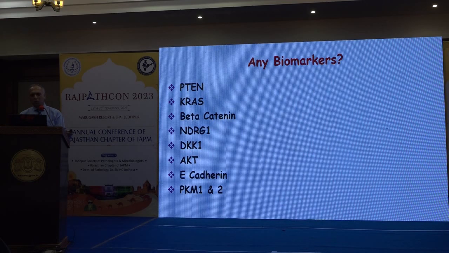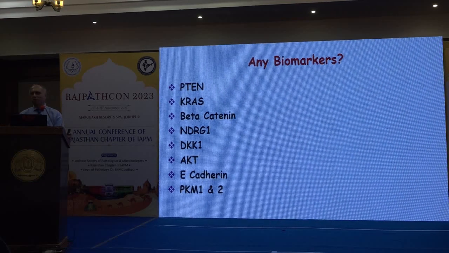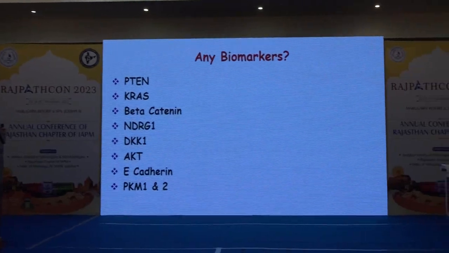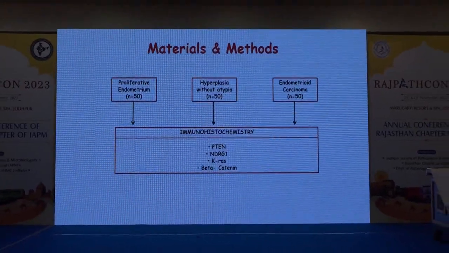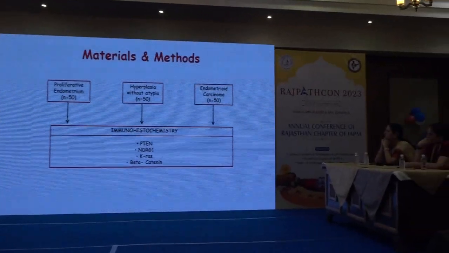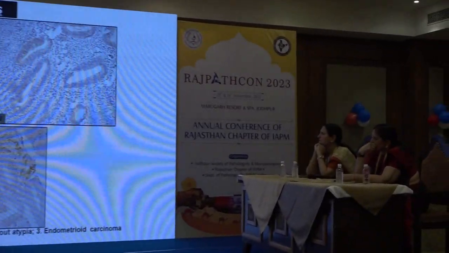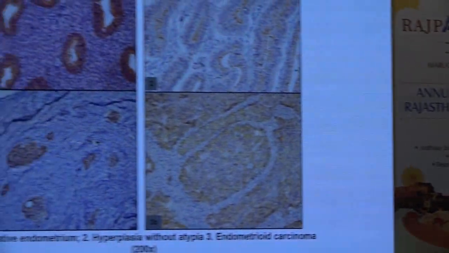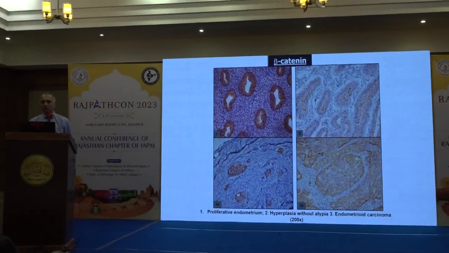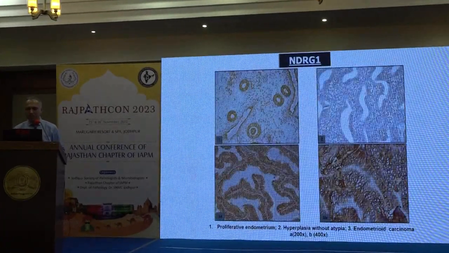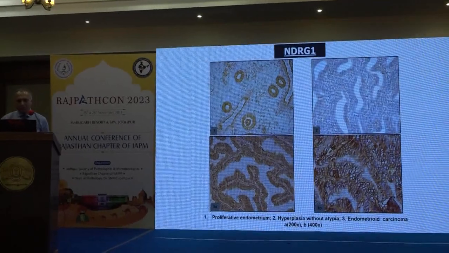So there have been a lot of articles, and these are very favorite thesis topics for students. Even I have done one thesis with one of my students many years ago. We did these 4 markers, PTEN, NDRG1, KRAS and beta-catenin, and we found that as compared to a proliferative endometrium, there was reduced expression of KRAS. Beta-catenin nuclear translocation was occurring, but not in all cases, only in some. So they do not have very good sensitivity, as beta-catenin has.